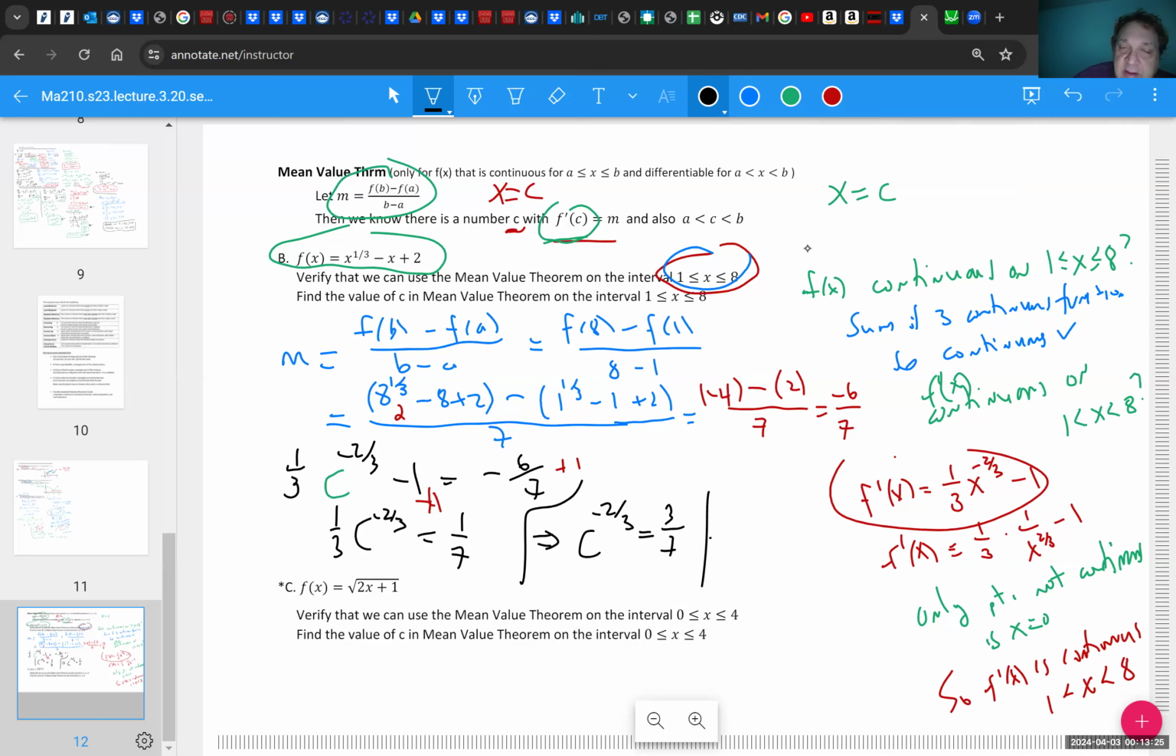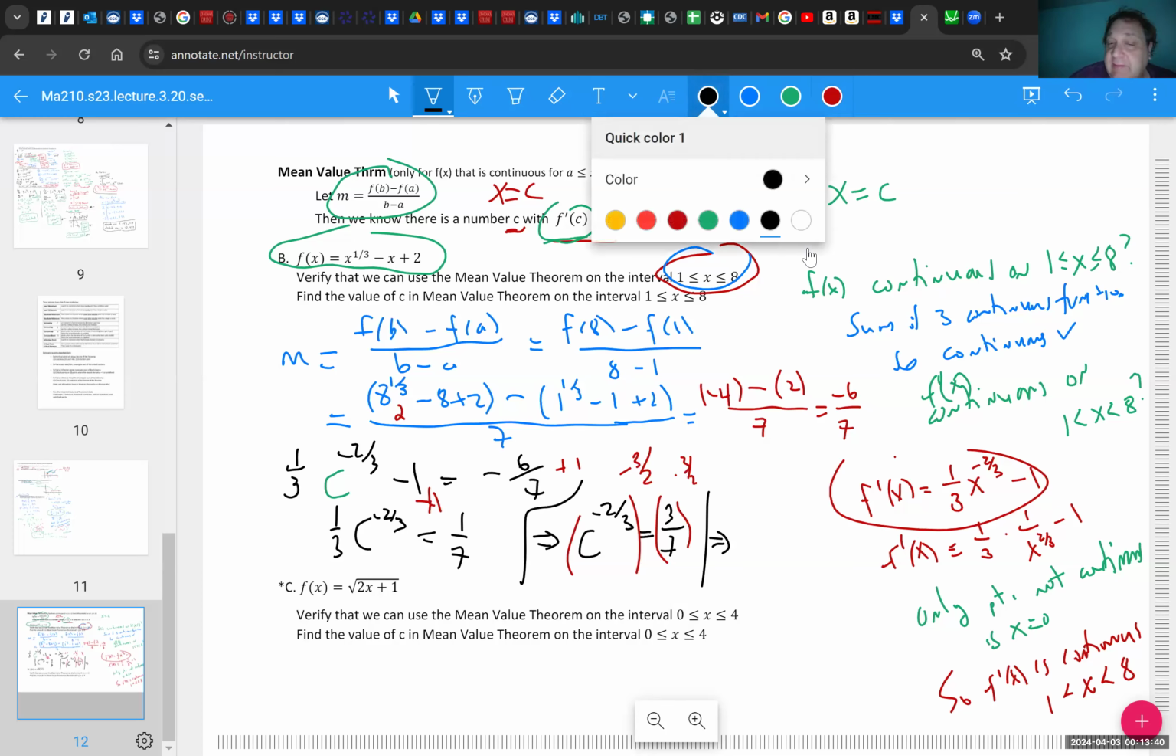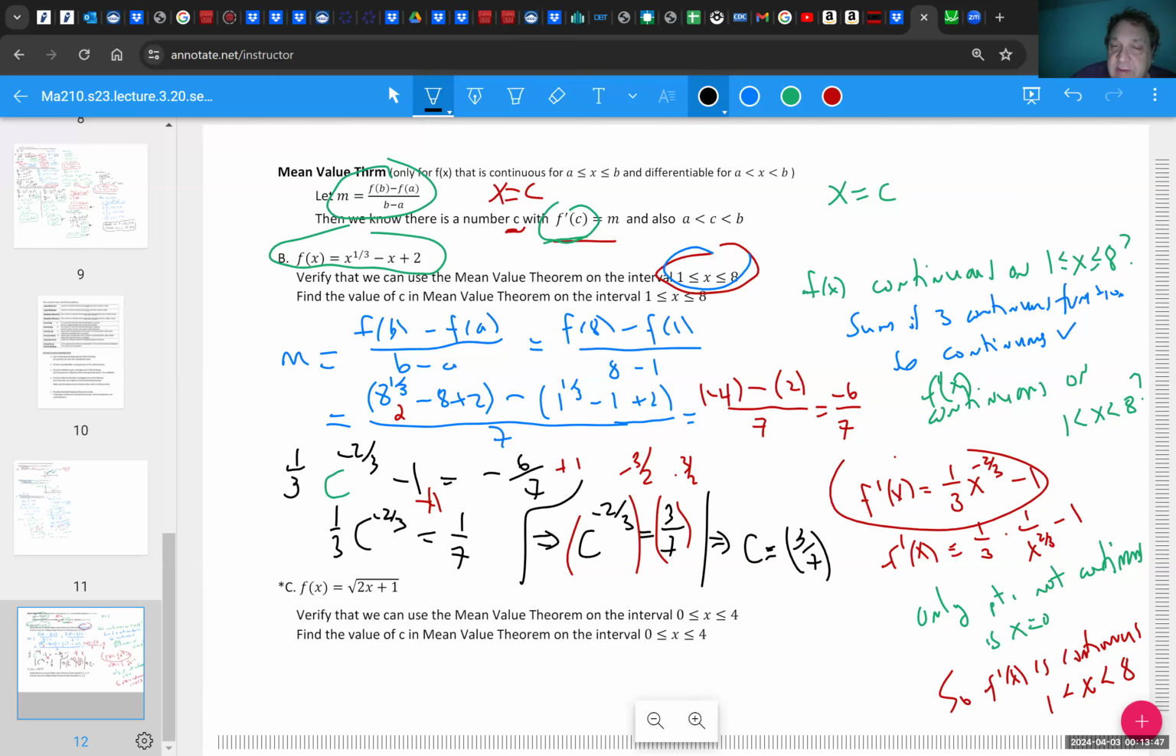And then I'm going to go a little bit to the right again. I'm going to raise both sides to the reciprocal exponent. So, raise it to the -3/2 power. So I get c by itself. That gives me on the left hand side c to the first power, which is just c. On the right hand side, I get 3 over 7 to the -3/2 power. So that's my value of c that is supposed to be the one that I'm looking for using the mean value theorem.